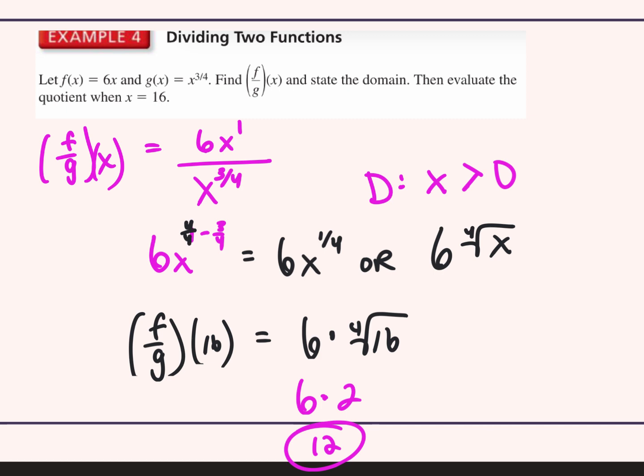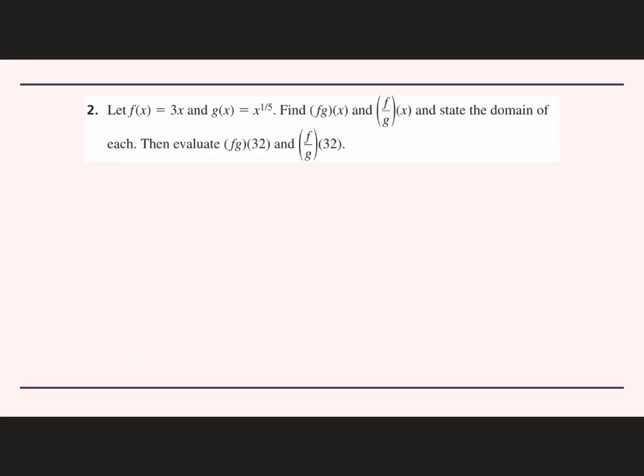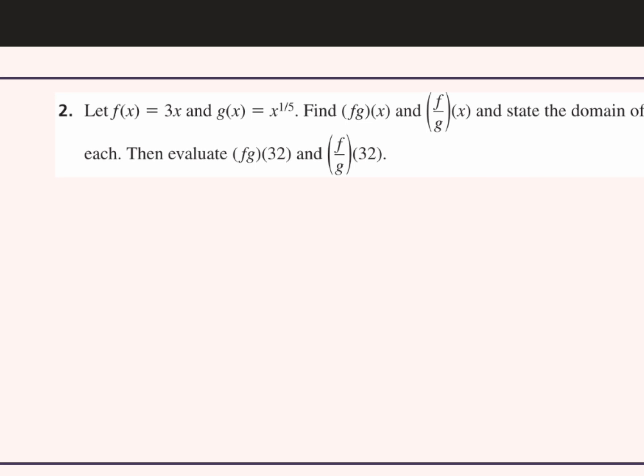That's the hardest part of this, is the domain thing. That's why I want you guys to practice a little more. You guys are all good at combining like terms and adding and subtracting. You're fine with that. It's the domain stuff that could be hard.